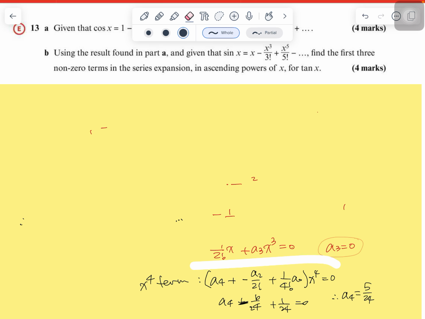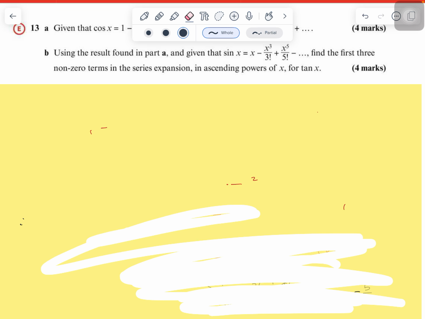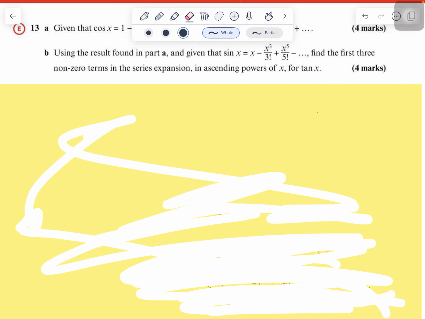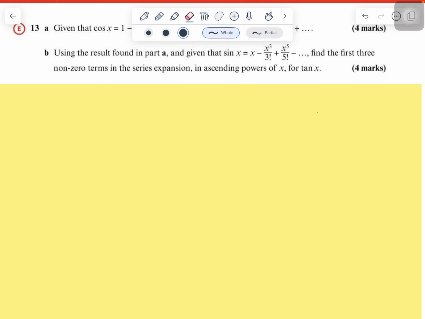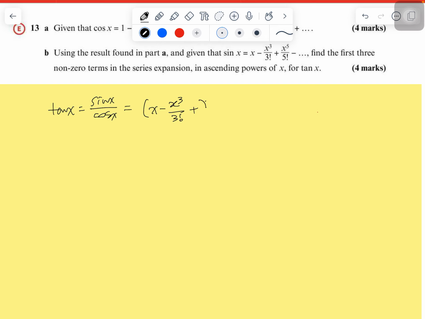And sine of x, we know sine of x. So now we know cos of x, secant of x, sine of x. And it asks us to show the first three non-zero terms in the series in ascending powers of tangent of x. So now we know tangent of x is sine x over cos x. Sine x is x minus x cubed over 3 factorial plus x to the power of 5 over 5 factorial plus blah blah blah.